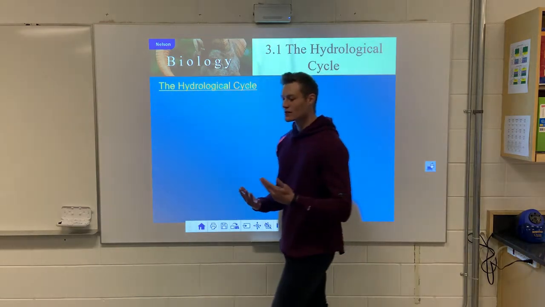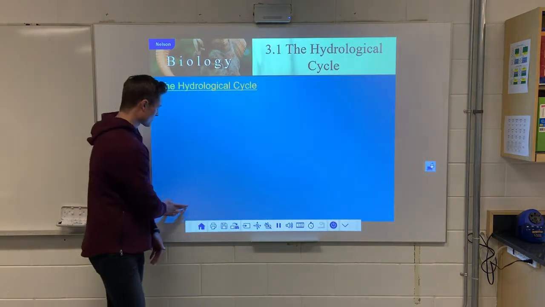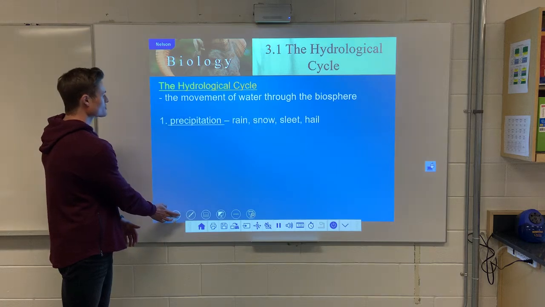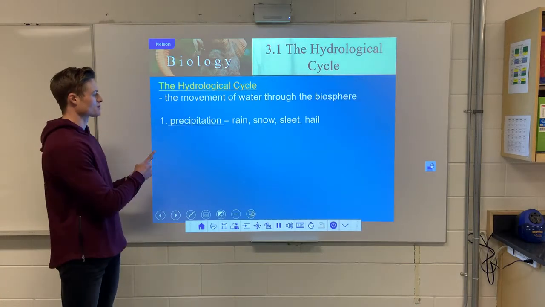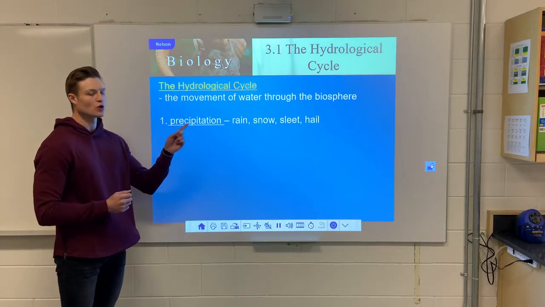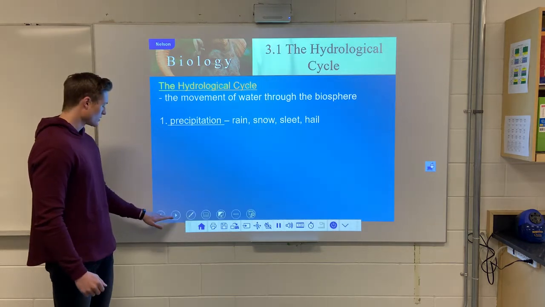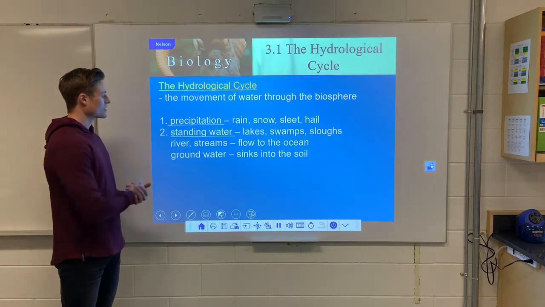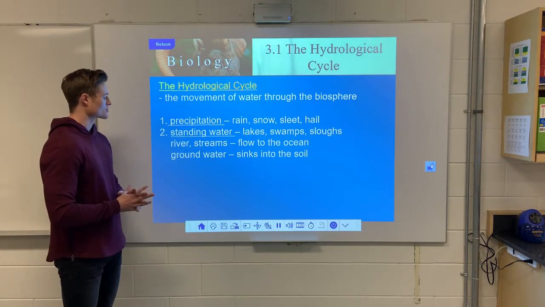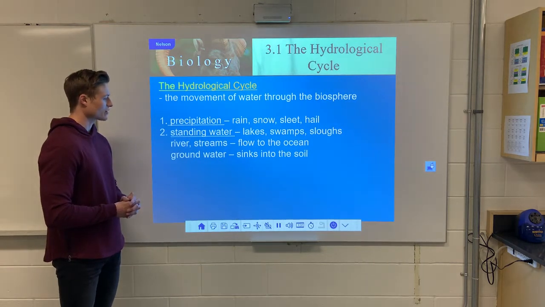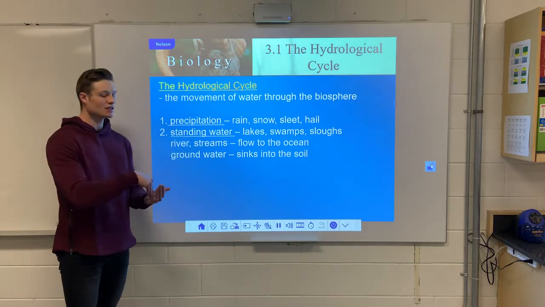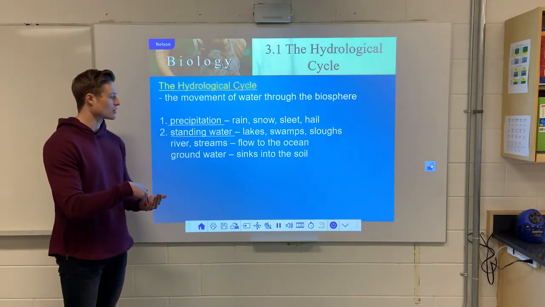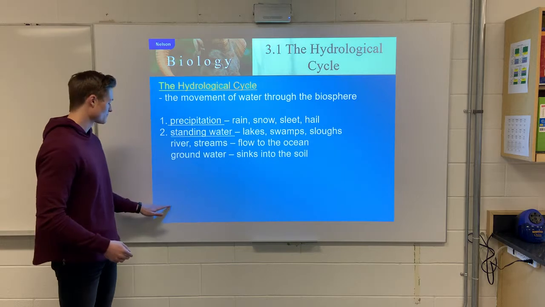How does water cycle on the planet? Well, it comes in a variety of forms here. The movement of water can be through precipitation, so this would be rain, snow, sleet, hail, rain falling from the atmosphere. We then have standing water, which would be our lakes, our swamps, our sloughs, our rivers, our streams, etc. We also have water that sinks into the soil, going through our groundwater. We of course have water in our oceans.